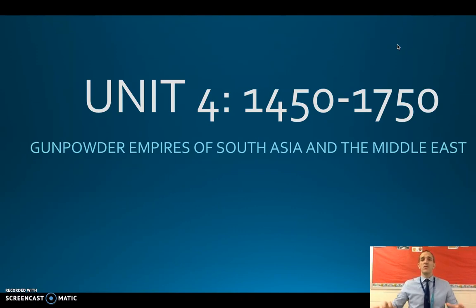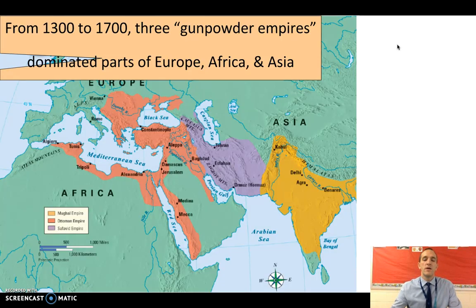Welcome to Unit 4, which is 1450 to 1750. And this is a little sub-unit within all these other units on gunpowder empires of South Asia and the Middle East. So first thing, these are the three areas that we're talking about.